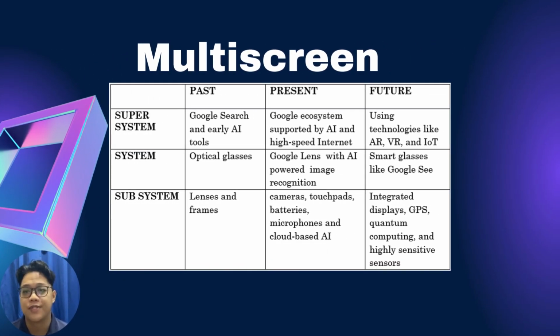Next is for the multi-screen. In the past, the focus was on using Google Search and early AI tools with optical glasses featuring simple lenses and frames. In the present, the system is more advanced, integrating the Google ecosystem supported by AI and high-speed internet. Google Lens, powered by AI image recognition, includes camera, touchpads, battery, microphones, and cloud-based AI. Looking ahead to the future, we envision technologies like AR, VR, IoT, and smart glasses such as Google See with an integrated display, GPS, quantum computing, and highly sensitive sensors.